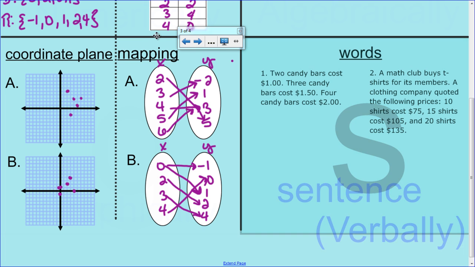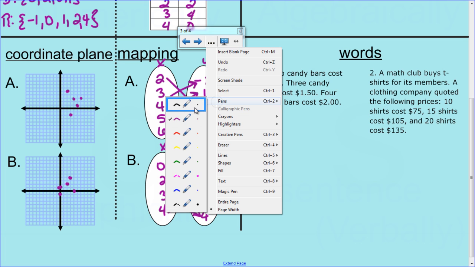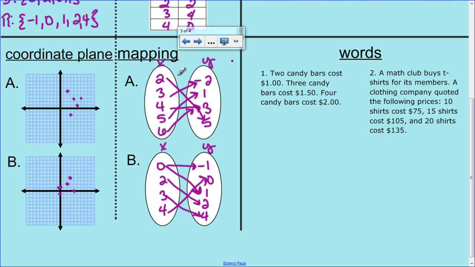And so here's how it works. We have 2 word problems, and we're going to go from the words to an equation so you can see that they all sort of go together. So I have that 2 candy bars cost $1, 3 candy bars cost $1.50, and 4 candy bars cost $2. In this case, we're not really going to write an equation, but we can convert this to a table.